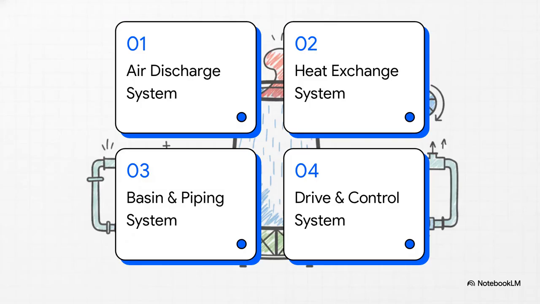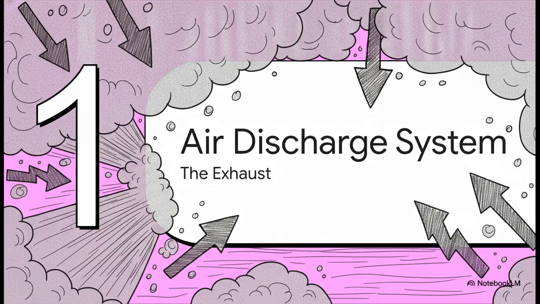Okay, let's dive into this top-to-bottom spatial tour. We're going to start at number 1, the top air discharge system. Then we'll move down to number 2, the middle heat exchange system. Head further down to number 3, the bottom basin and piping, and finally, wrap up with number 4, the drive and control systems.